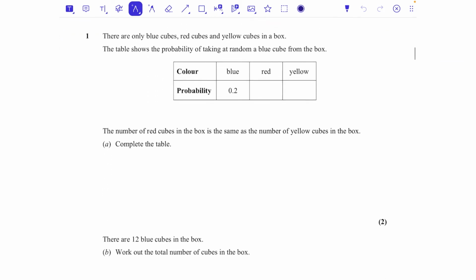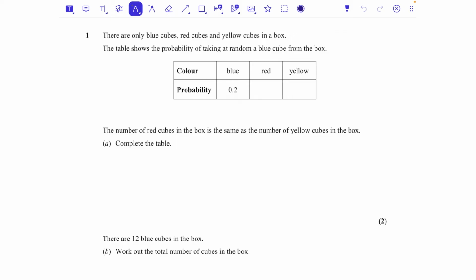Question number 1. There are only blue cubes, red cubes and yellow cubes in a box. The table shows the probability of taking at random a blue cube from the box. The number of red is the same as the number of yellow, so we know the probability of these two sections are equal. Complete the table.